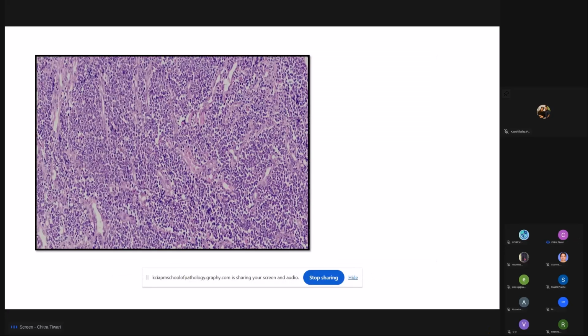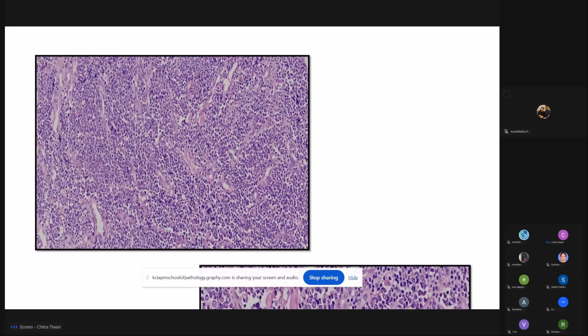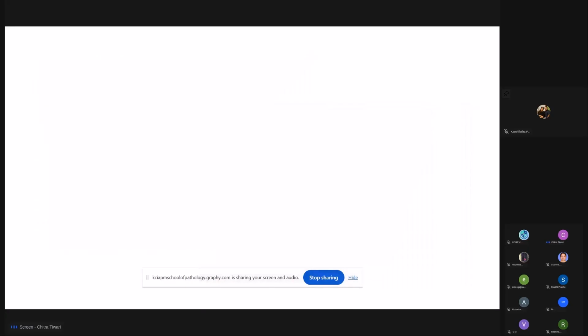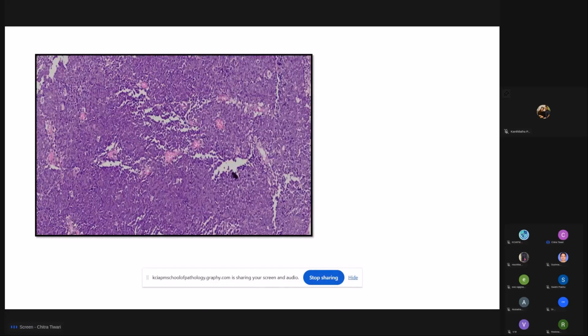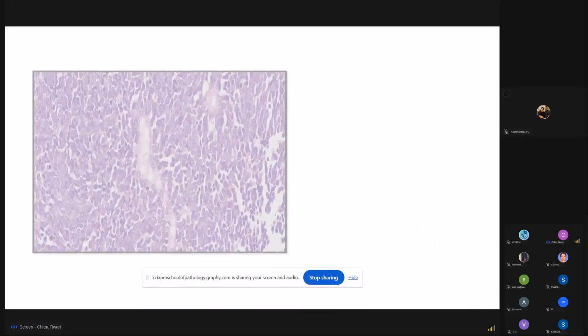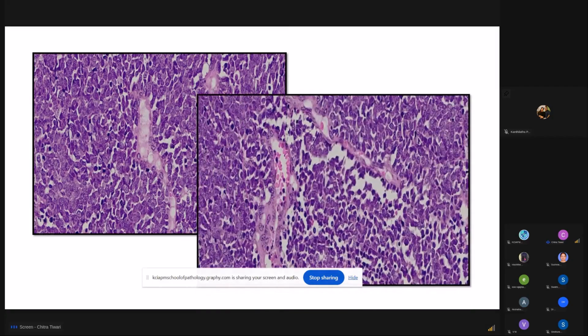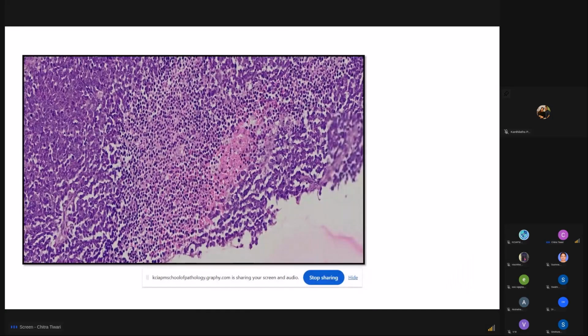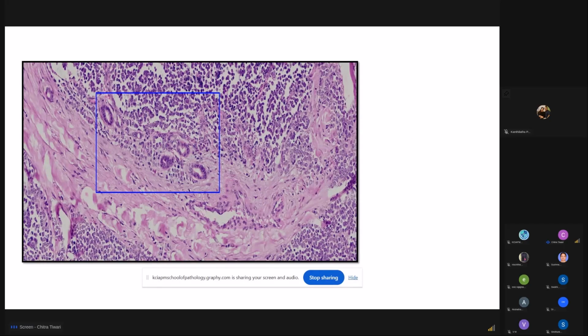Then this slide shows the fibrocollagenous area in between. There are also a lot of proliferating blood vessels, with a few showing plump endothelium. Lymphatic and blood vessels were seen. There are also areas of hemorrhage. A few duct or gland-like structures were also noted, which indicate eccrine differentiation. There is also a possibility, which indicates the multipotential stem cell origin of the tumor.